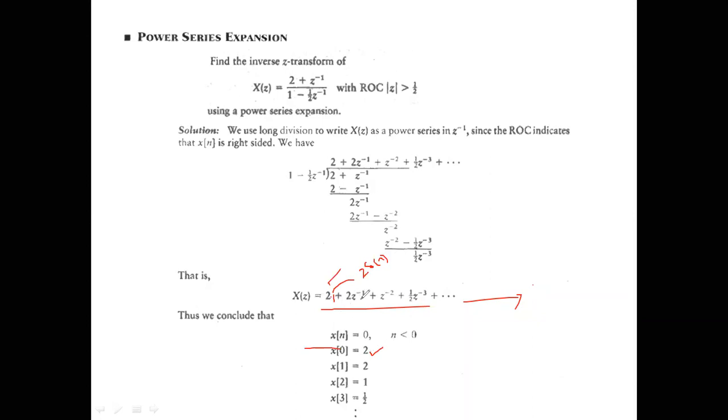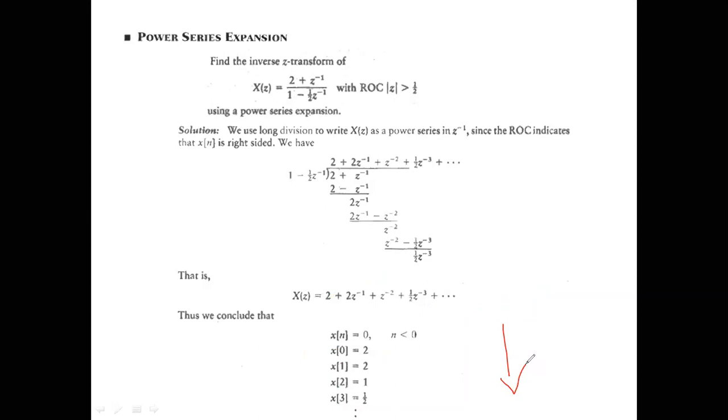Similarly, 2 into z to the power minus 1. What is the inverse z transform of 2 into z to the power minus 1? 2 is 2, constant is constant. This is delta n minus 1, which exists at plus 1. Similarly, 1 into delta n minus 2, half into delta n minus 3, and so on. So finally, here you have your answer.